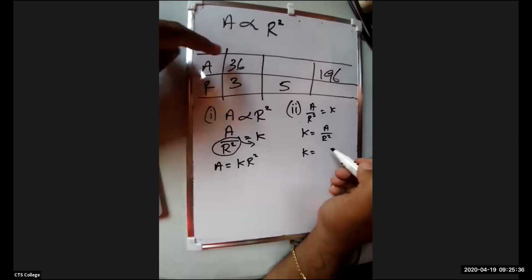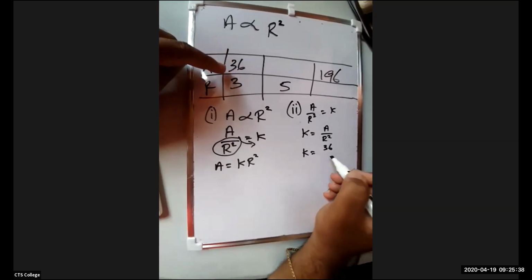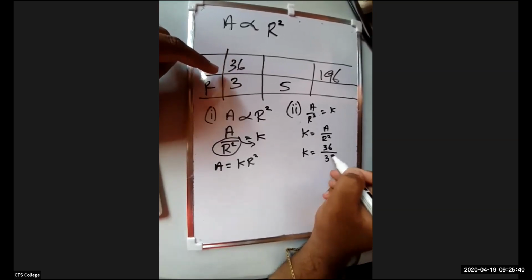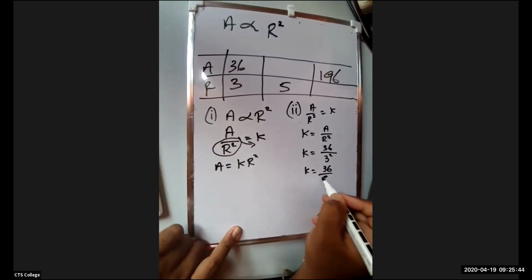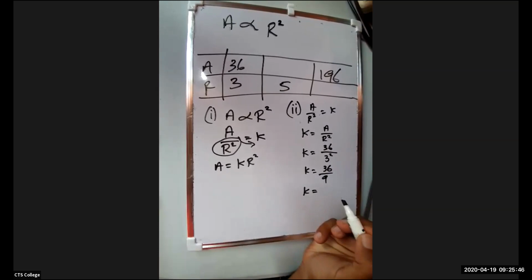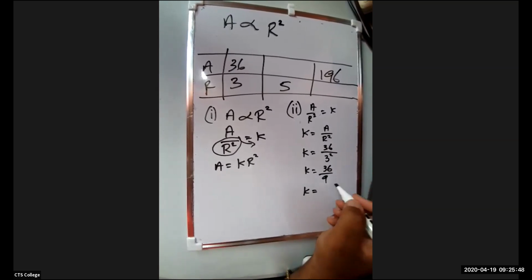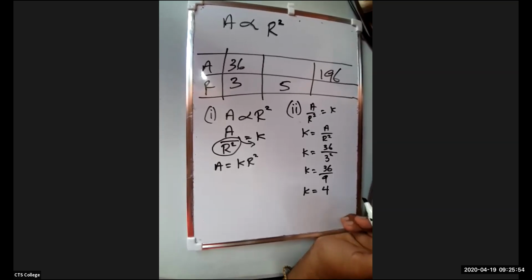So let's look at the first one. A is 36. R is 3 squared. So K is 36 over 9. K is what? 4. 4 9s are 36. Okay? So the answer for K is 4.